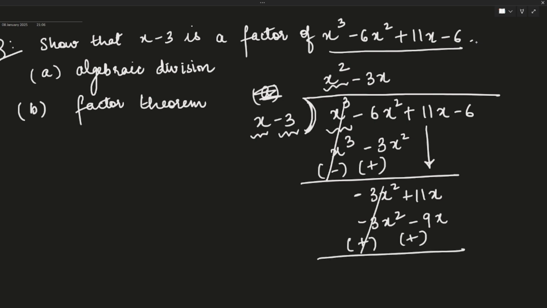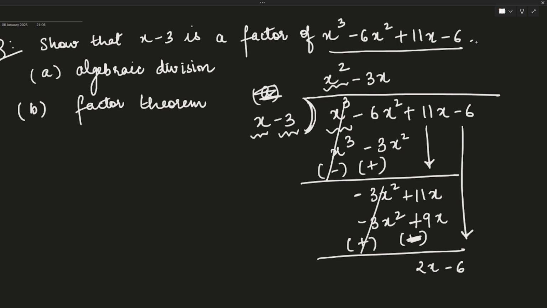So what will you get? 11x plus 9x is, sorry, this will be minus. Minus into minus is plus, so plus 9x, and reversing the sign, 11x minus 9x is 2x. Now we'll bring this minus 6 down: 2x minus 6.